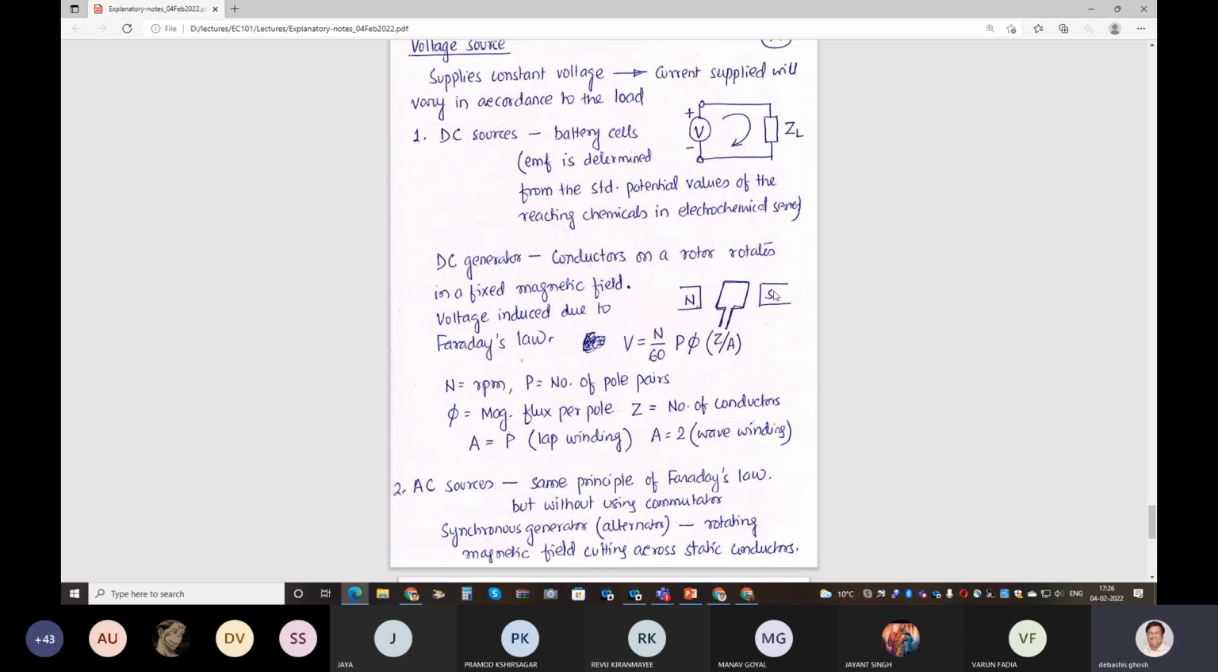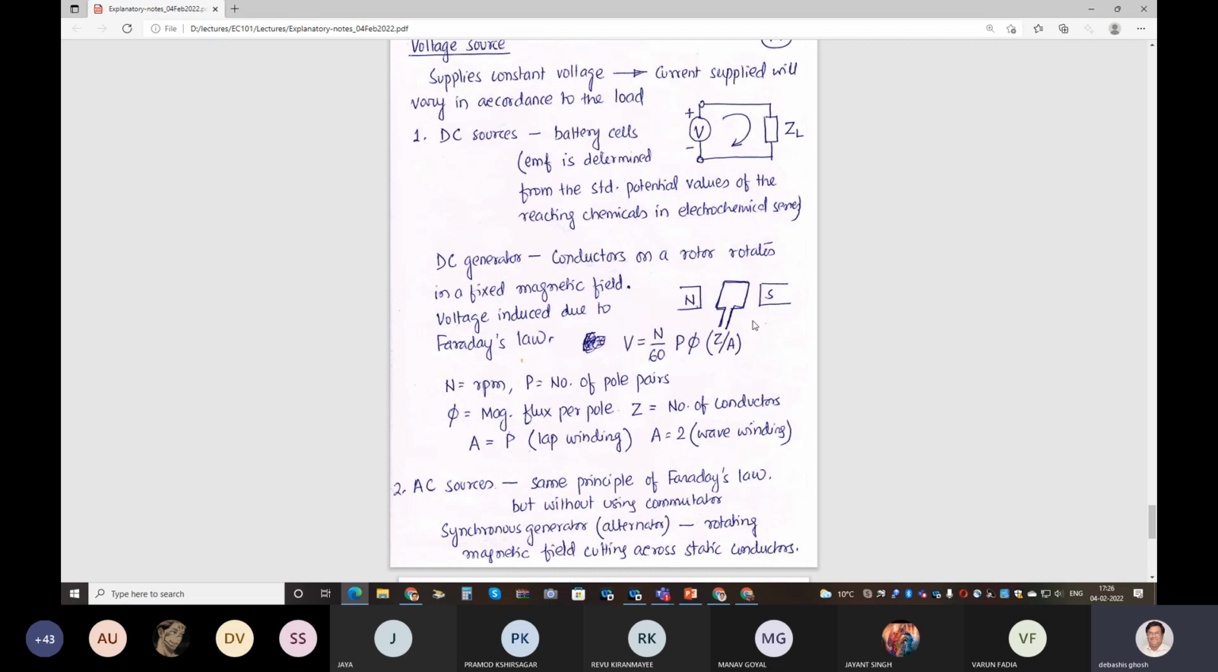A DC generator will have this type of conductors, many conductors, on a rotating rotor. It is called the rotor. On that rotor there will be many conductors, and there will be many pairs of north-south poles surrounding it. So when the rotor rotates, the conductors will develop induced current not only due to just one magnetic field, but there are many magnetic fields crossing this.